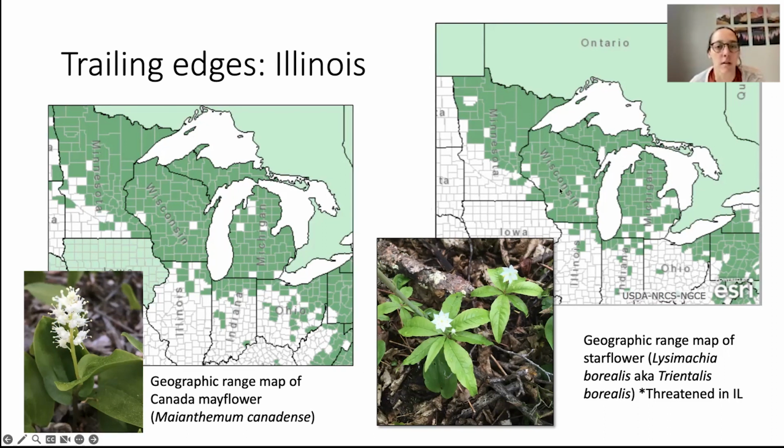So the green counties here are where these plants are known to occur. I think Canada Mayflower is a bit more common, not considered threatened, the way starflower is. But both of these species are abundant in the North Woods. They're components of what sometimes is called the Canadian carpet. So the understory plants found in northern woodlands, and they are species that are potentially at risk of being extirpated from Illinois because of climate change.